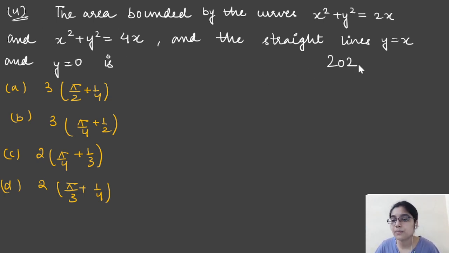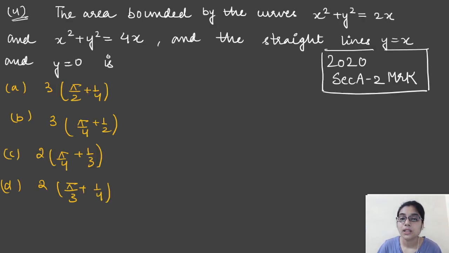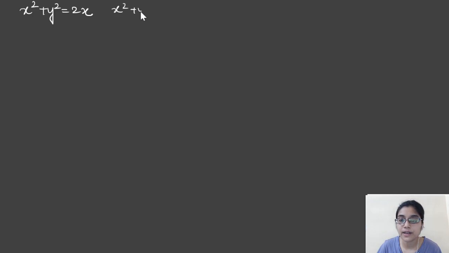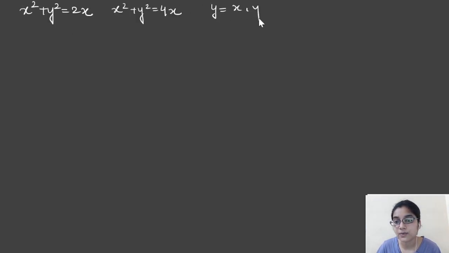This is from the 2020 question paper, Section A, 2 marks. It means a question comes from this topic, so you have to learn it. First we will try to draw the curves and then see which area is being bounded by them. The curves given are x² + y² = 2x, then x² + y² = 4x, and then the lines y = x and y = 0.